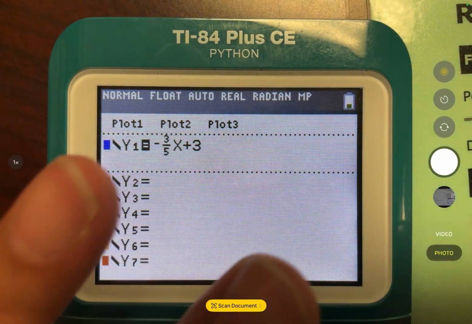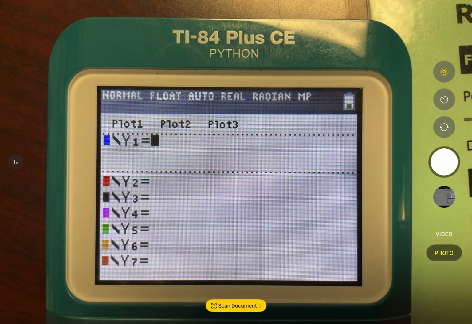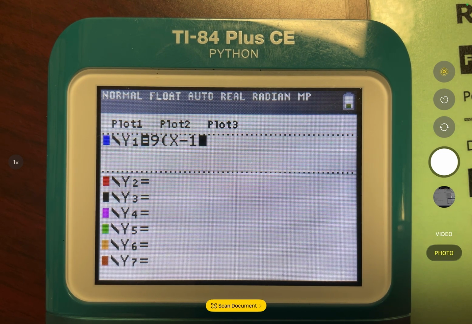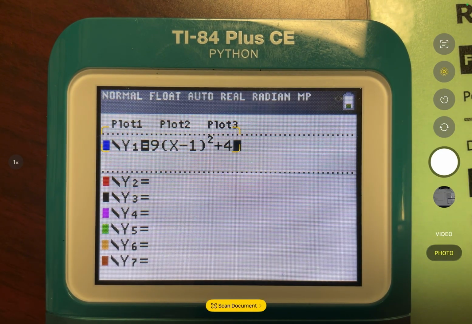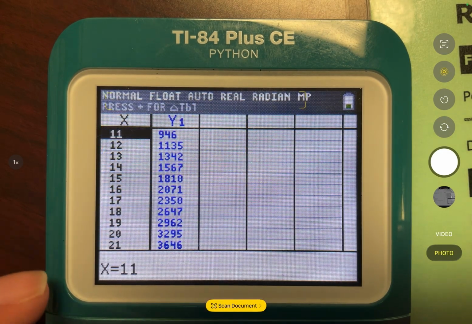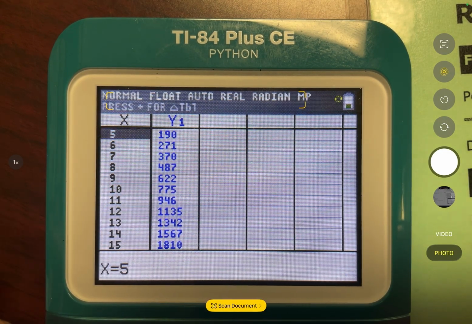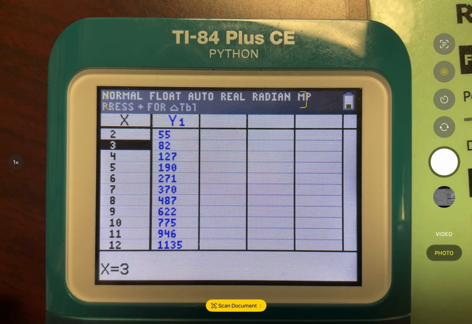I'm going to type answer choice B into my calculator. Meaning you need to be practicing, so yes, type it into your calculator. 9 parentheses x minus 1 squared plus 46. And then hit second graph, and you want to see if 310 is part of it. But this one gives me 382 instead of 310.